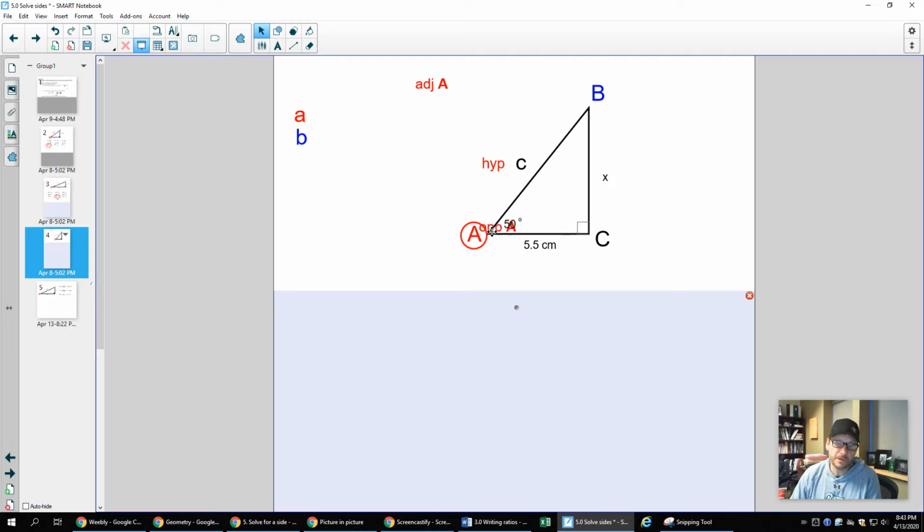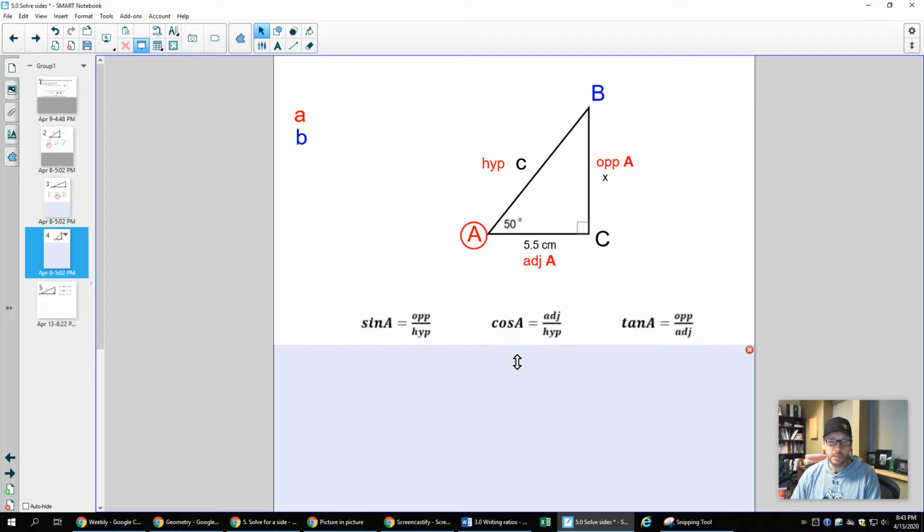Opposite of A, so 50 degrees is projecting all the way over here. So wherever I have opposite of A, I'm just going to write x in for it. And then my last side, the side that's touching angle A or the side that's missing, is the adjacent. So adjacent A is going to be 5.5. So again, label the sides of the triangle: hypotenuse, opposite, and adjacent. That's the most important thing.